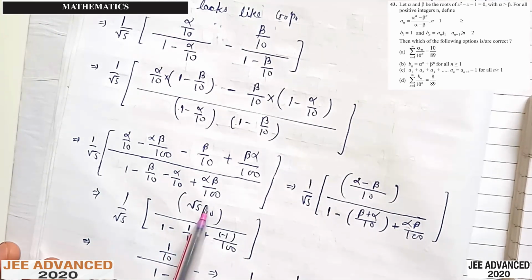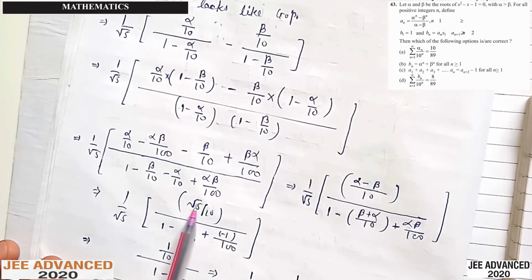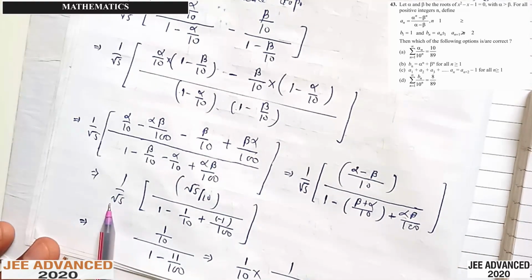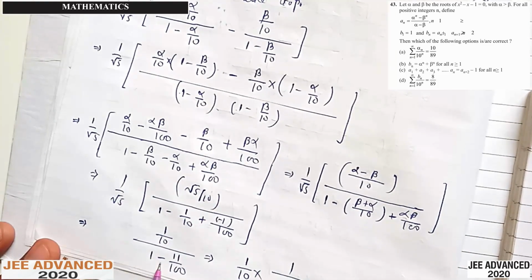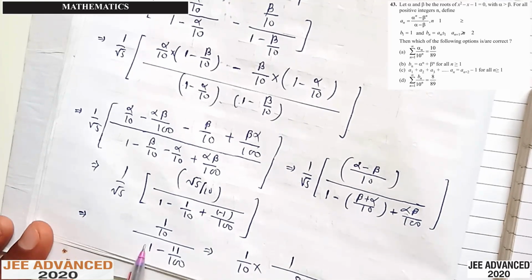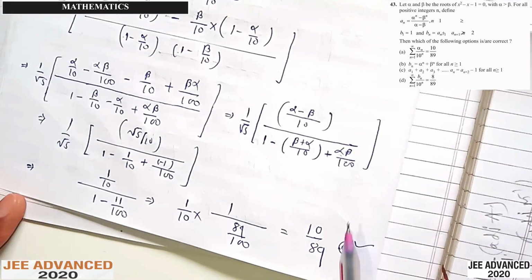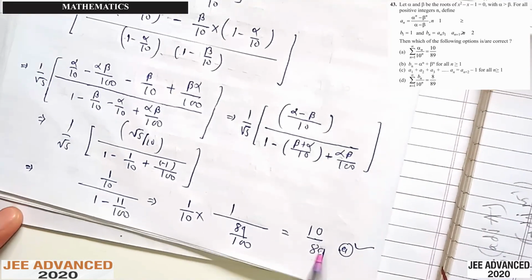Alpha minus beta is root 5. So substitute all the values. After substituting, you can cancel root 5 with the root 5. Okay, so we will get 1 by 10 upon 1 minus 1 by 10 minus 1 by 100. Go for the calculation, and you will get the last step as 10 by 89. Okay, easy calculations are these.